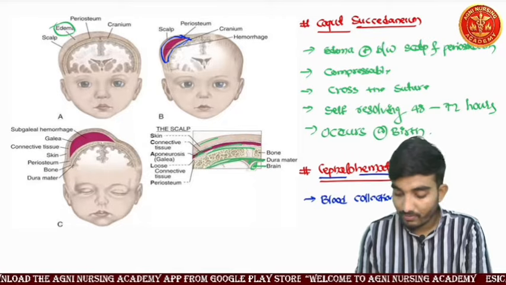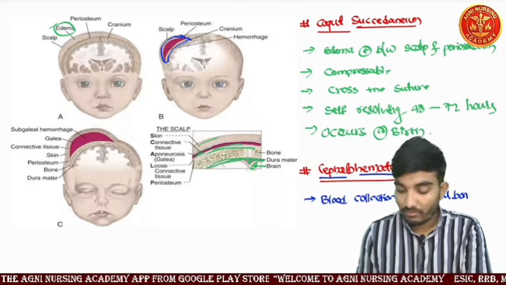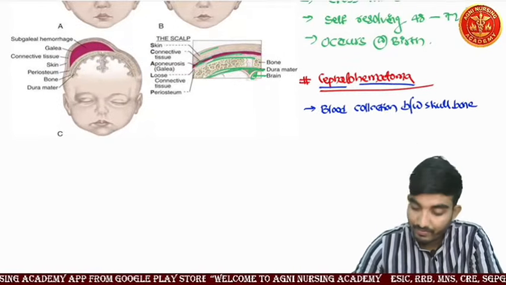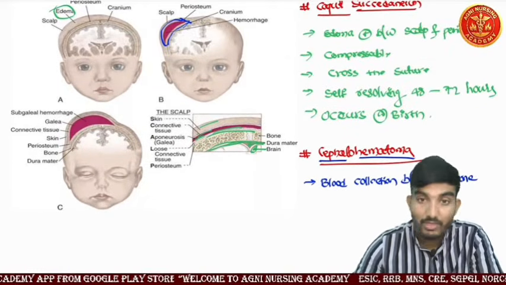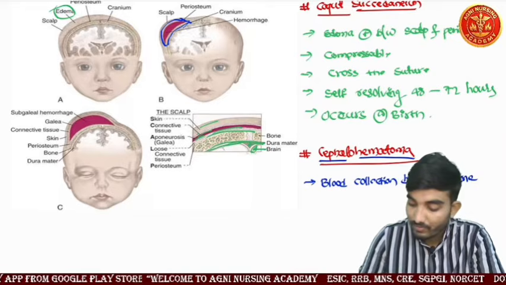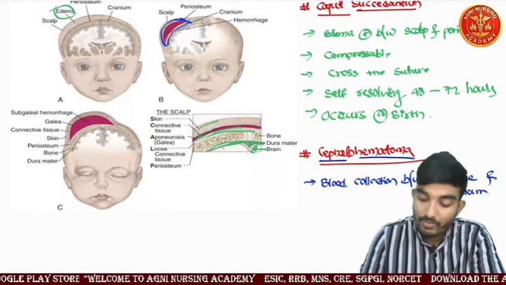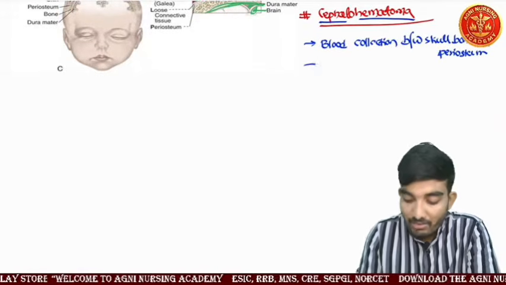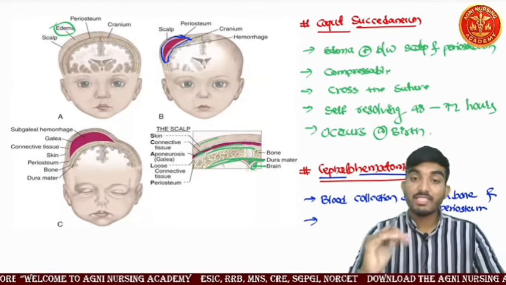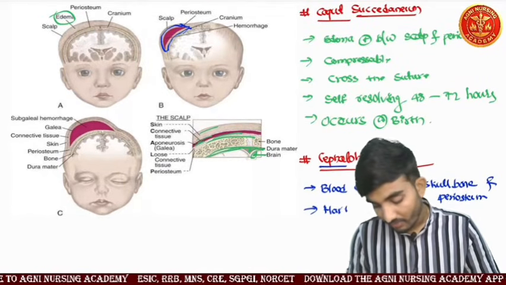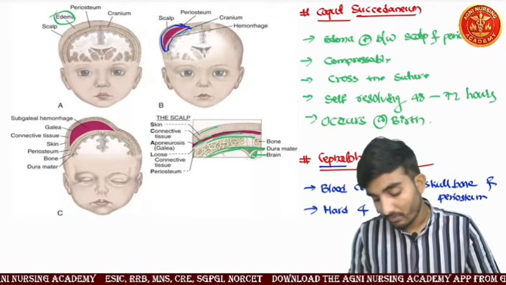skull bone and periosteum, not the blood collection between... okay, skull bone and periosteum. In case of cephalohematoma, if we palpate it, it is hard and non-compressible.